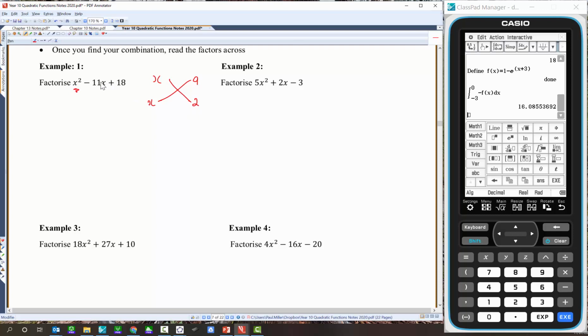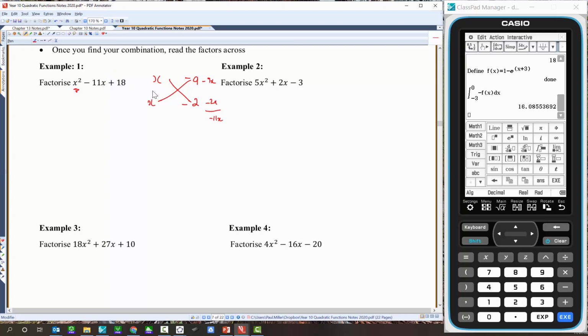Now, what I need to think about is how am I going to make this negative 11? The way I'm going to do it is I think that has to be negative and I think that has to be negative, because negative 9 times negative 2 will equal positive 18. And now what I'm going to do is check. So the way I check, girls, is I multiply across these two numbers here. So it's x times negative 9 is negative 9x, and x times negative 2 is negative 2x. And what you have to do is add those together, and what you'll find is that you get negative 11x, which is what that thing is there.